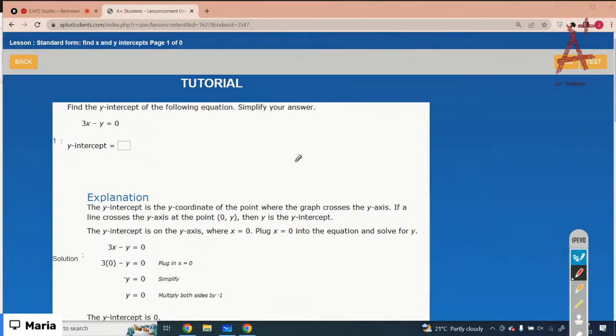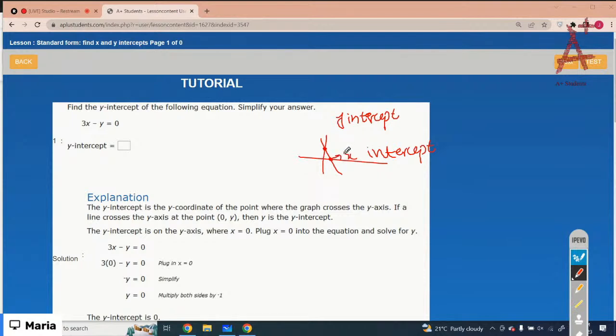Like for example, here is the graph. Here is the graph of the linear equation. This is the point where the graph is touching the y-axis. That would be the y-intercept. And this is the point where the graph is touching the x-axis. That would be the x-intercept. Got it?